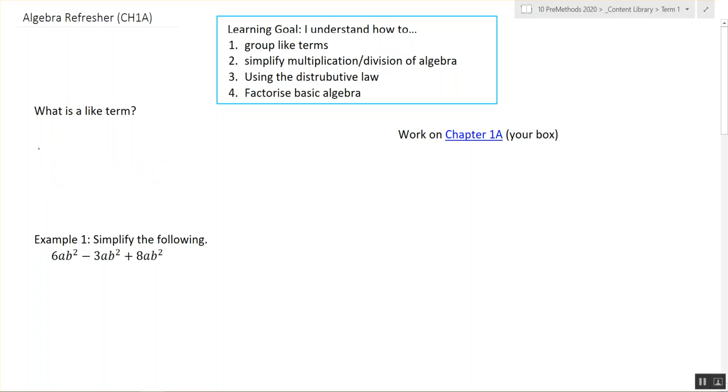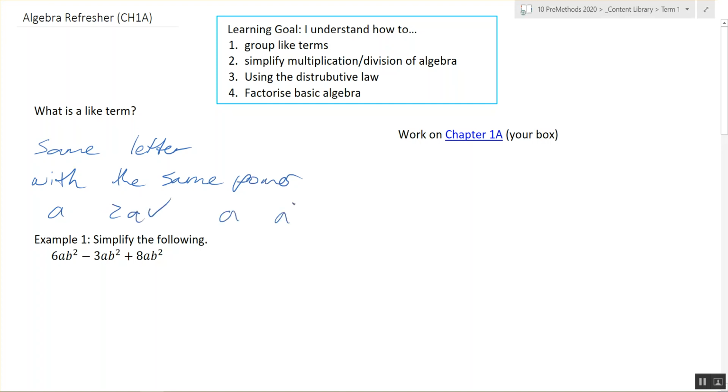So it's a letter, same letter with the same power. So A and 2A are good, but A and A squared are not like terms. Does it make sense?